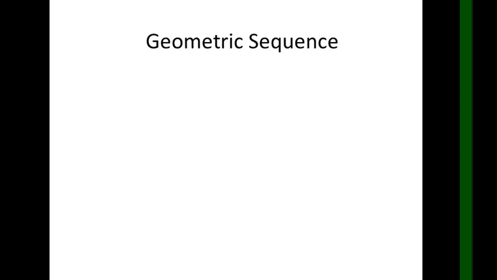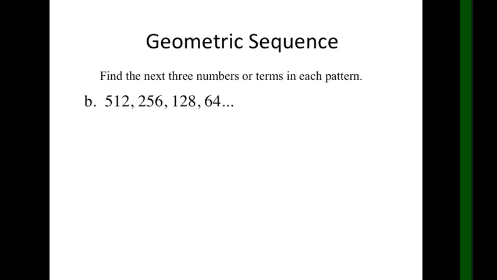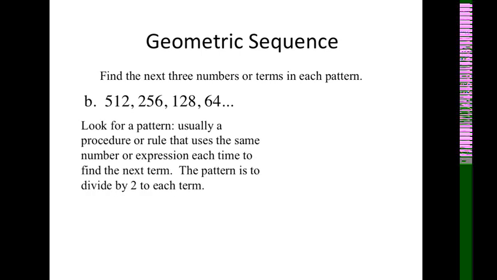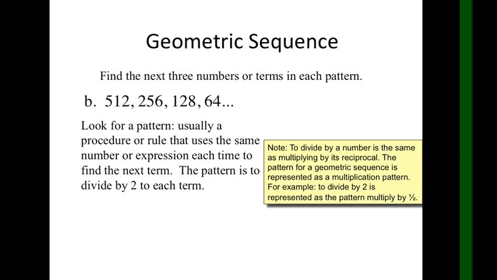For geometric sequence, find the next three numbers or terms in each pattern. So we have 512, 256, 128, 64. Look for a pattern, usually a procedure or rule that uses the same number or expression each time to find the next term. The pattern is to divide each term by 2. Note, to divide by a number is the same as multiplying by its reciprocal. The pattern for the geometric sequence is represented by a multiplication pattern. For example, divide by 2 is represented by multiplying by 1/2.